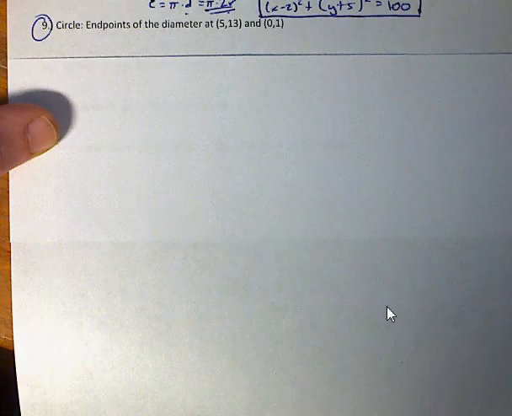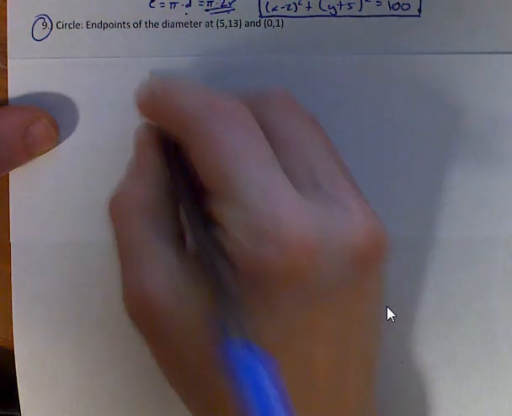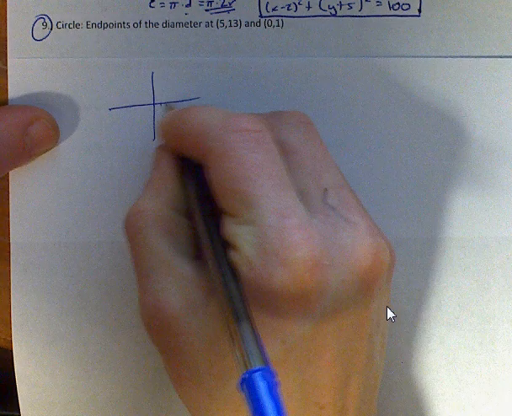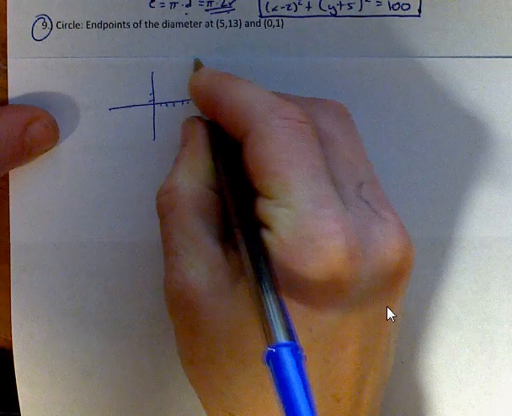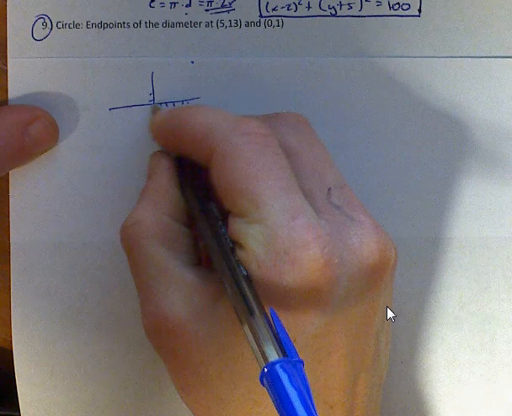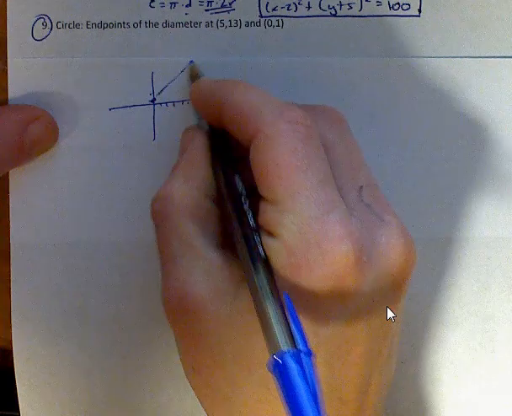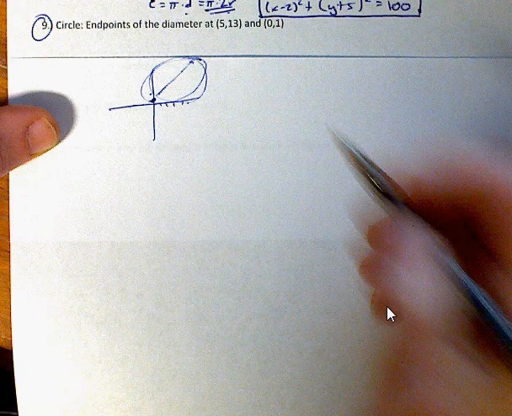Alright, we're going to do number 9 now. We're trying to write the equation of the circle. We're given these endpoints. I'm going to just sketch a quick graph here. So 5, 13 is going to be way up here, and then 0, 1 is going to be right about here. So these are the endpoints of the diameter. So the circle is going like that.